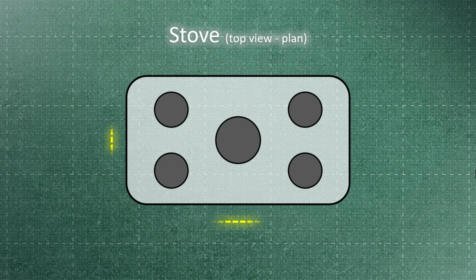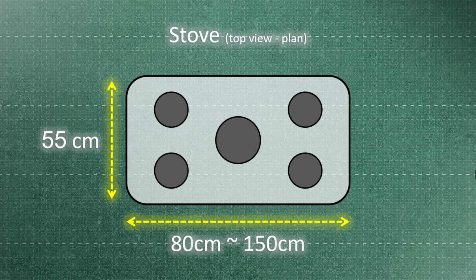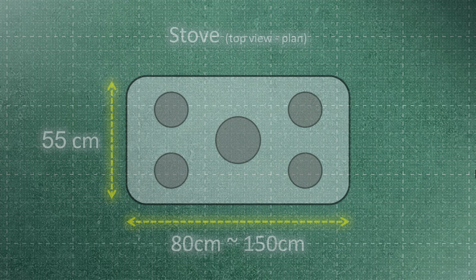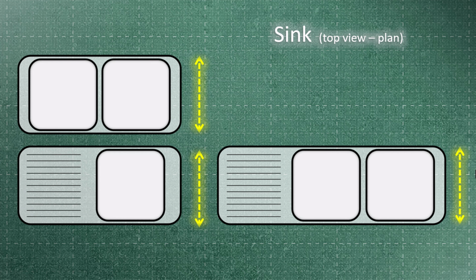Stoves will never have a width greater than 55 centimeters, but their length can vary. Sinks come in different models, but their width is consistently fixed at 50 centimeters. There are various methods available for designing the layout of a kitchen. In linear kitchens, it is recommended to divide the space as follows.